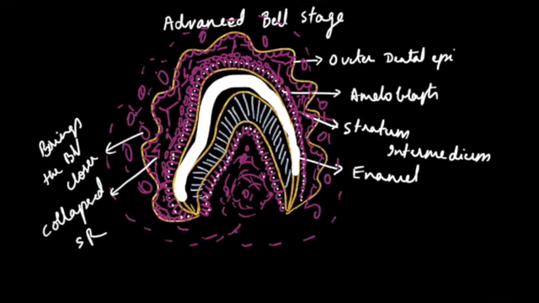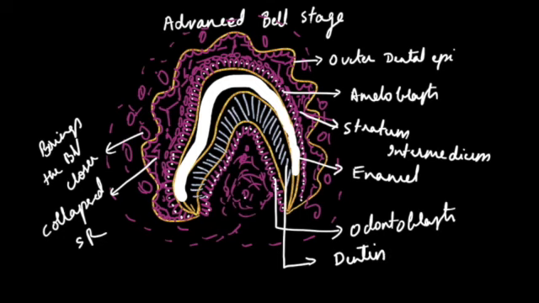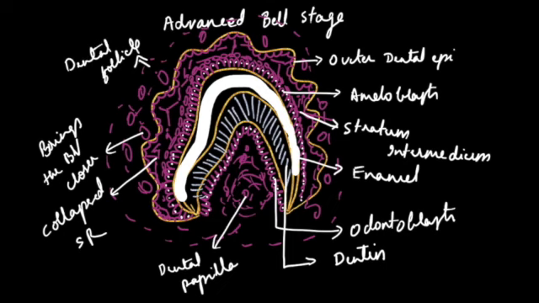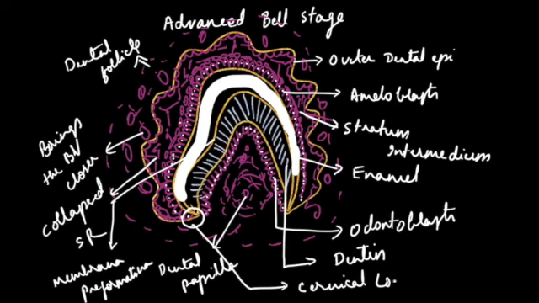Now let's complete the labeling. These are the odontoblasts, which form the dentin. Now these are the dental papilla cells. These are the dental follicle cells forming periodontal ligament, cementum and alveolar bone. And this is the dentino-enamel junction, which was the membrana preformativa before. Now coming to the last part of the labeling, that is the cervical loop, which forms Hertwig's epithelial root sheath, which forms the scaffold for root formation.